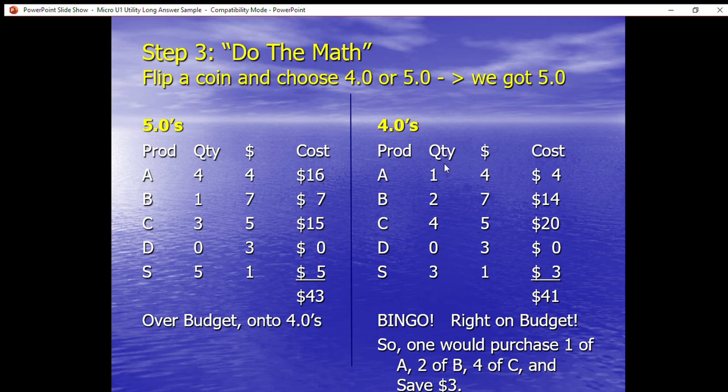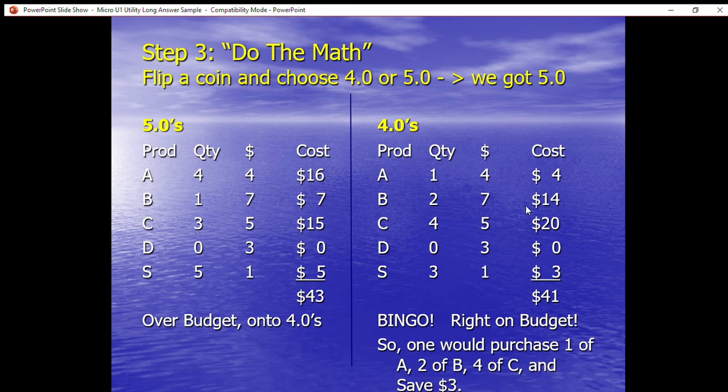And I wind up, if I buy 1 of A, 2 of B, 4 of C, none of D, and put $3 away, I would have used my budget. Just like when you leave the mall, or you leave the shopping center and you say, you know what, I got just enough happiness out of the things I bought. I'm equally happy with everything I bought. I've exhausted my budget, and I had a little money left over, and I'll put it in my pocket. And that's how you solve this problem.